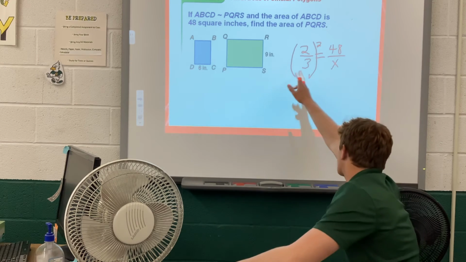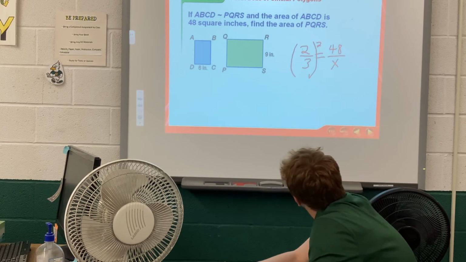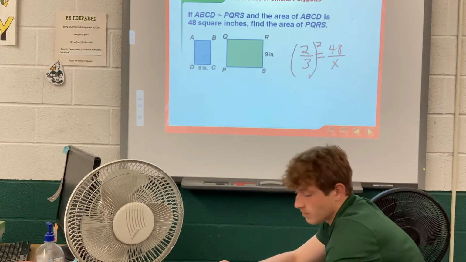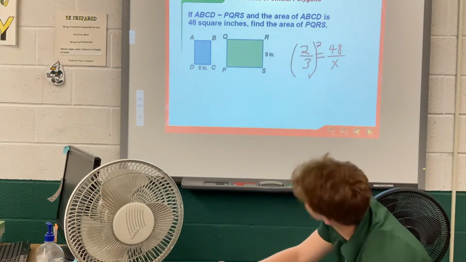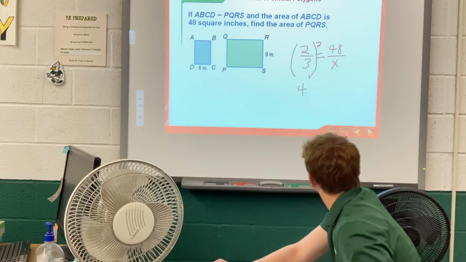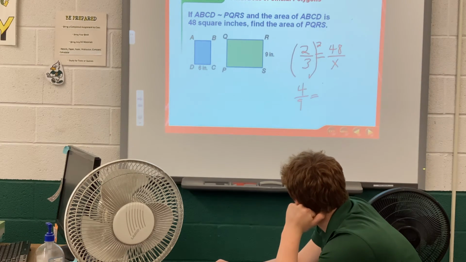You're not supposed to go across. They have to be across from each other. Okay, so 2/3 squared is what? 4/9. So all you have to do is take the top number and the bottom number and square it. So we would have made 4/9 is equal to, and then we have our other fraction, and that's all you have to do. Now you just do the math.